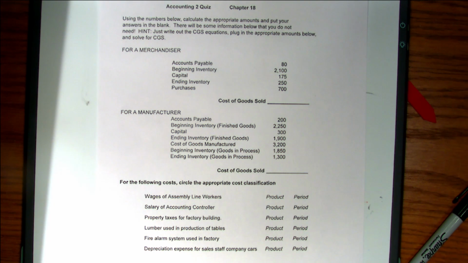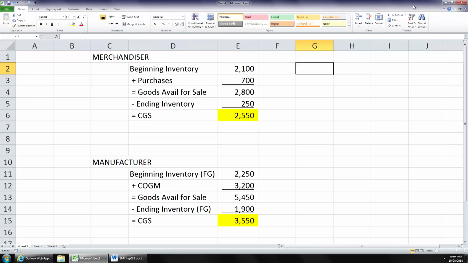The answers that I got for computing cost of goods sold for a merchandiser and manufacturer were these right here. Do those numbers look familiar to anybody? I always put some items in there that you didn't need. But those cost of goods sold equations will be used a lot in this class and in managerial accounting, so the more you can understand them and the quicker you can work with them, the better.